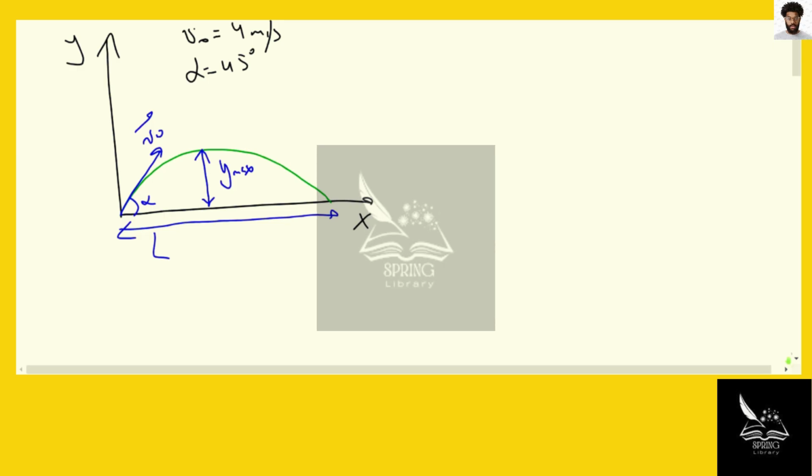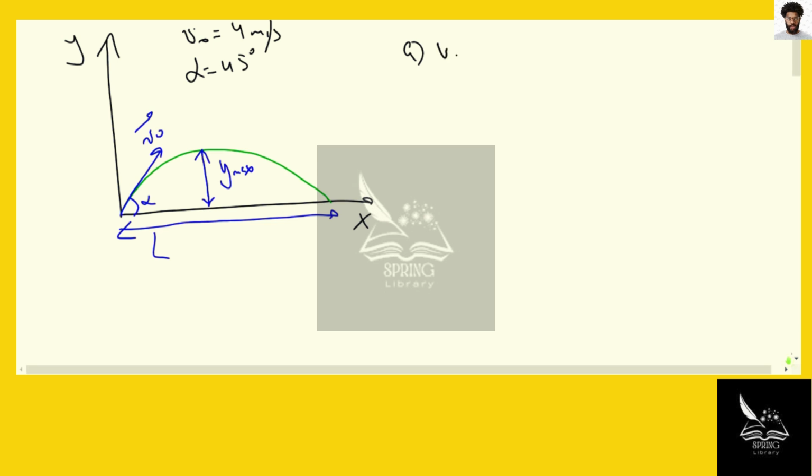A ball was released with the initial velocity of 4 meters per second at an angle of 45 degrees, and we have to find the numerous parameters of the system. The geometry of the system is shown here. So V0 stands for the initial velocity, and the ball obeys the parabolic trajectory. So first, let's find the components of the velocity.